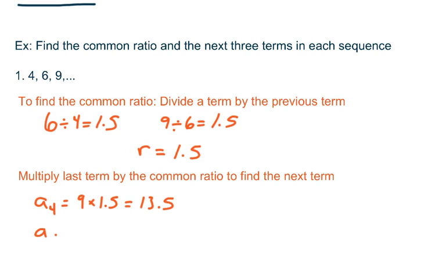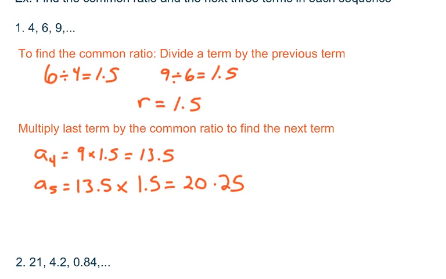Now, if we're looking for the next 3 terms, that's going to be the 5th and the 6th term as well. a sub 5 is equal to the previous term, the 4th term, which was 13.5, times our common ratio of 1.5, and when we take 13.5 times 1.5, we get 20.25. And then we need to find the 6th term, so a sub 6 is equal to our previous term, which was 20.25, times 1.5. Again, just type these numbers in your calculator to find the answers. It's going to be 30.375.